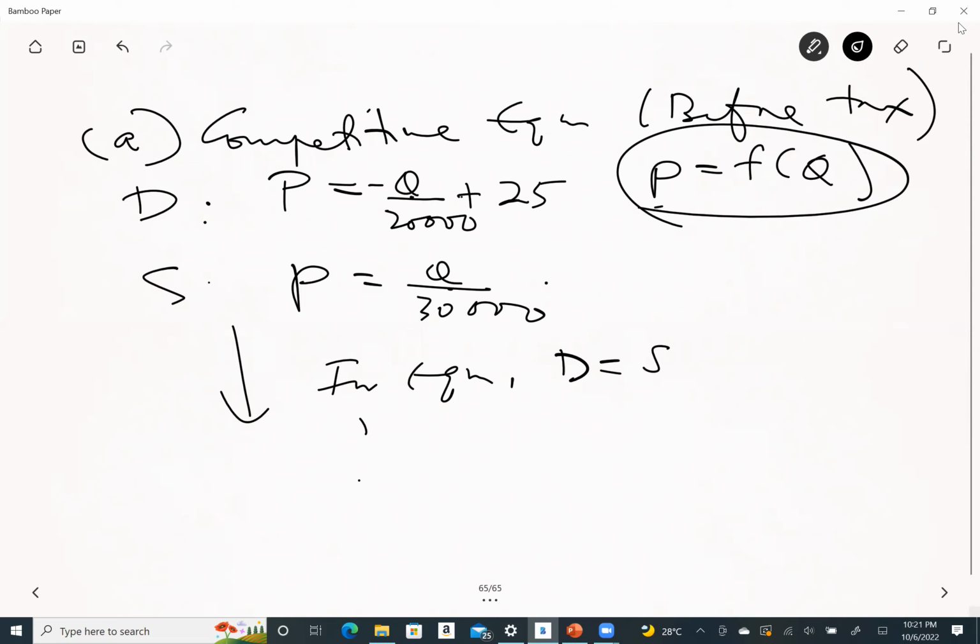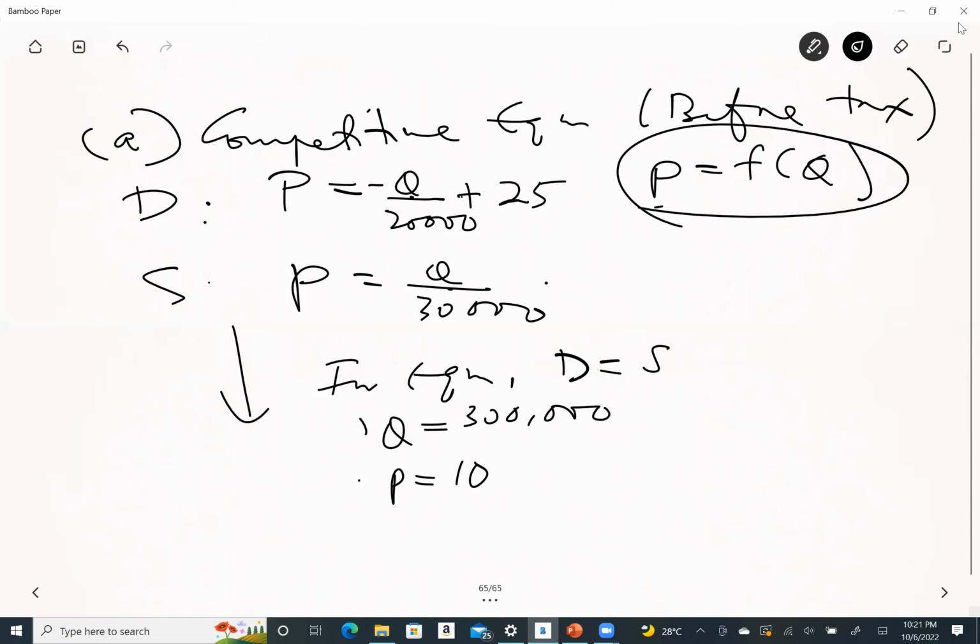Now you do the equilibrium. What do you get? Q equal to what? Anybody get it yet? Q is 300,000. Okay, everybody gets 300,000. Okay, what P do you get? P is 10. Okay.